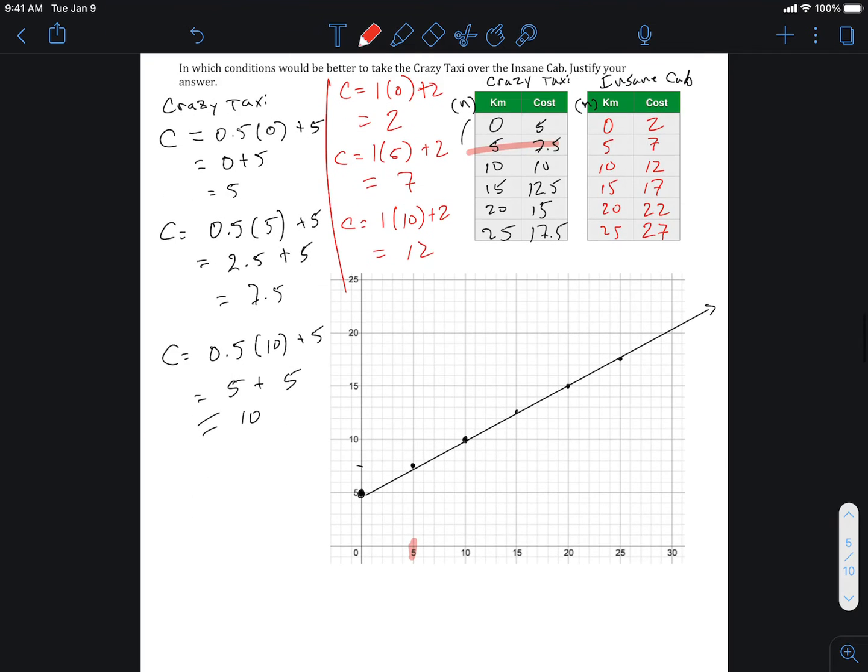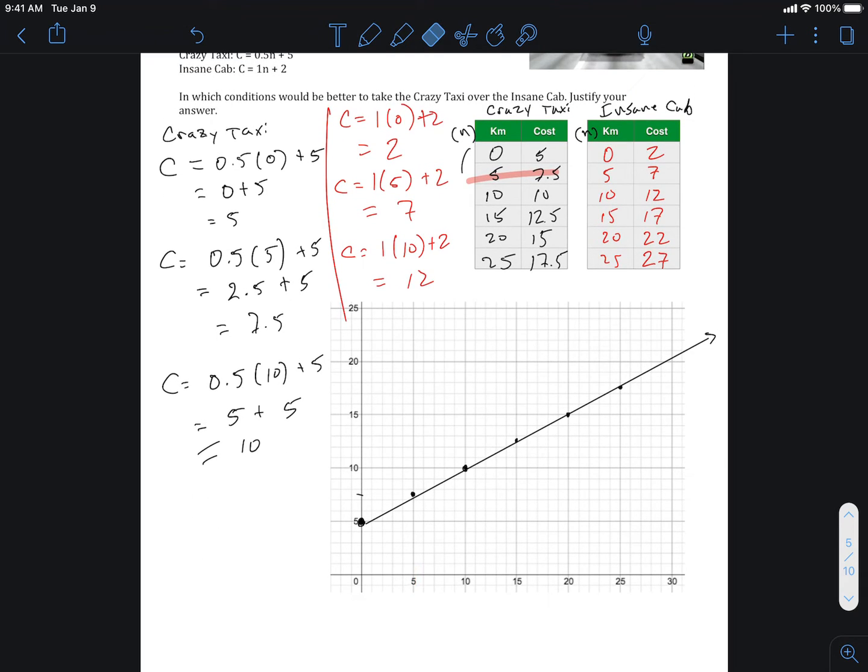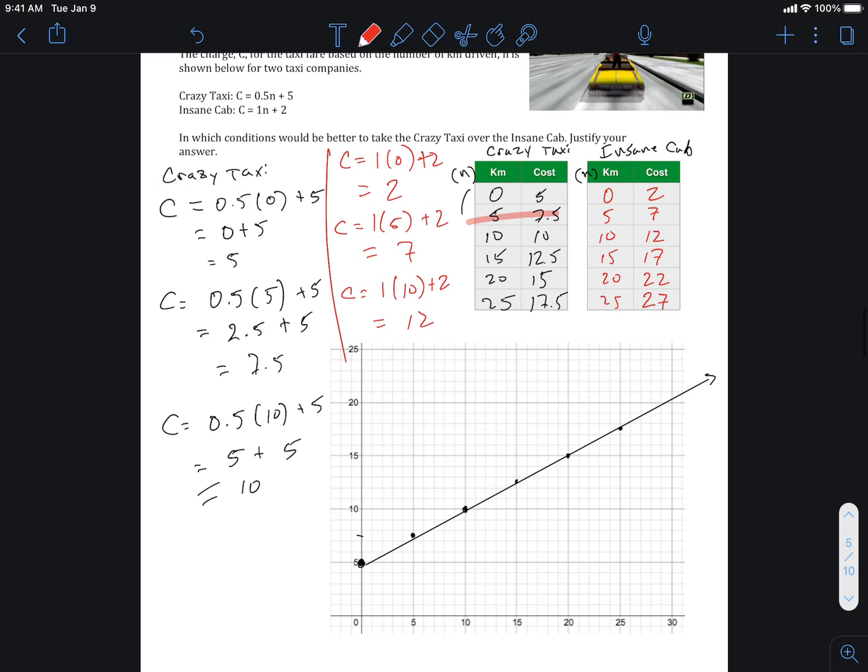Now, we're going to do the exact same thing here. We're going to start at, where are we starting? We're starting at 2. Okay? And then 5 and 7. 5 and 7 is just right there, just a bit below the other one. 10 and 12 is there. 15 and 17. 20 and 22, and 25 and 27 will be up off the grid.